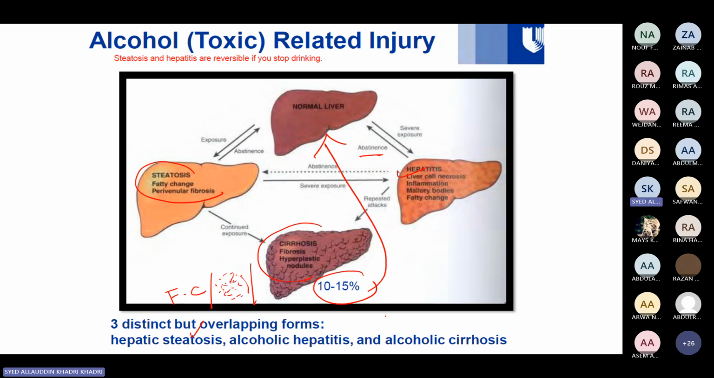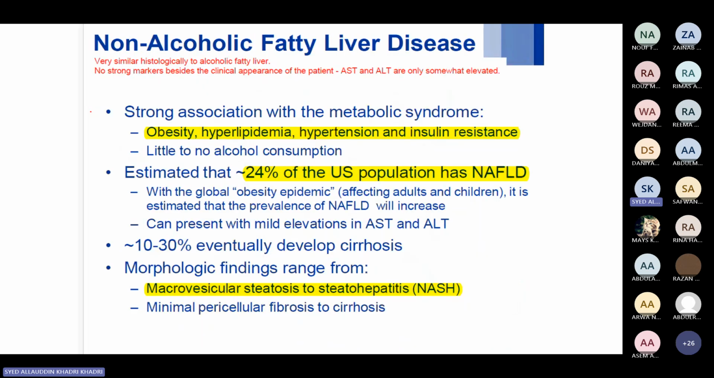And finally, the cirrhosis. So please remember these three terms: steatosis, then comes the hepatitis, the alcoholic hepatitis, then comes the cirrhosis. So this we take as a prototypical example to understand the alcoholic liver.